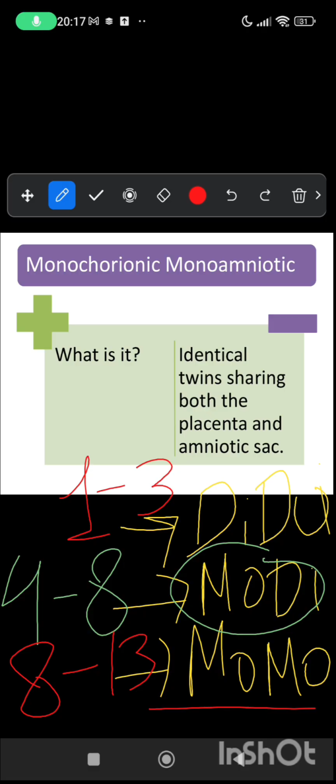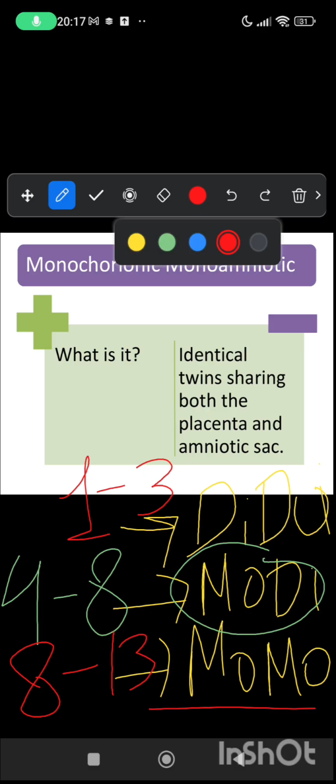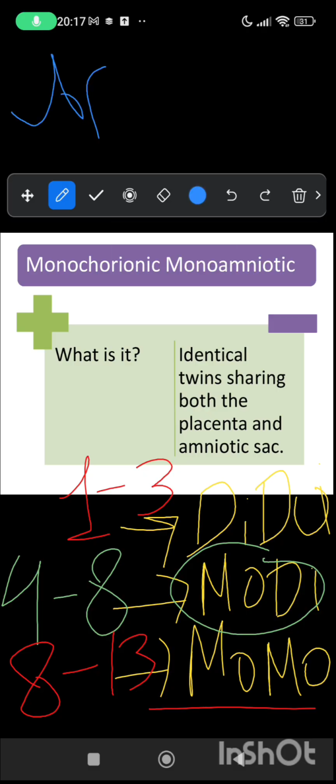Because there is no dividing wall, it becomes very risky because the umbilical cord can get tangled. And what happens if they split after 13 days? Then what happens? Anyone?